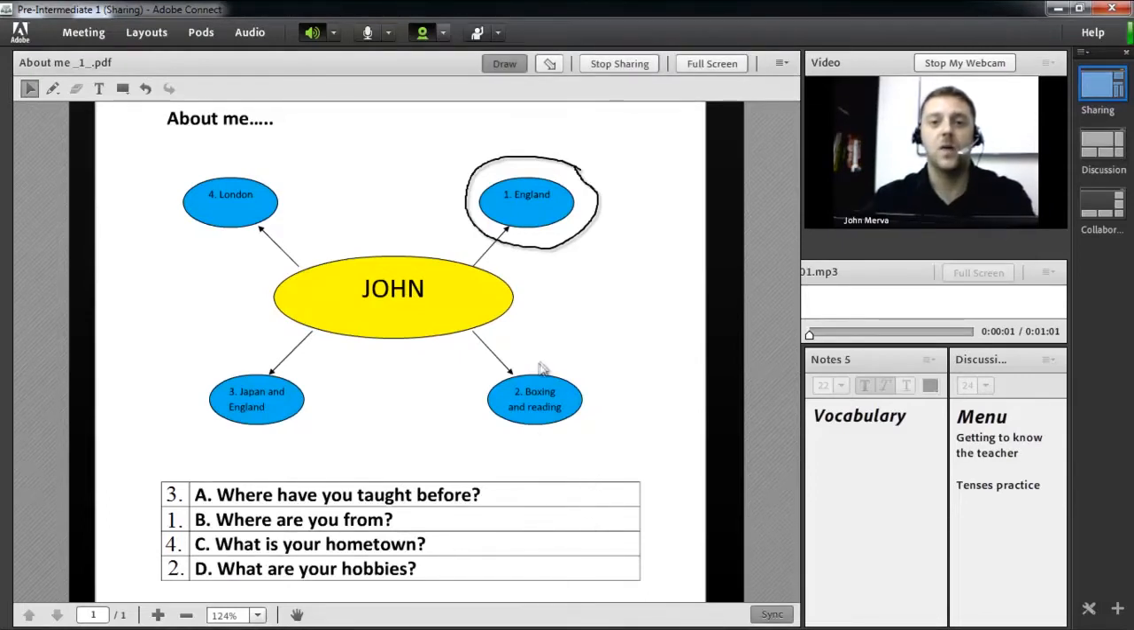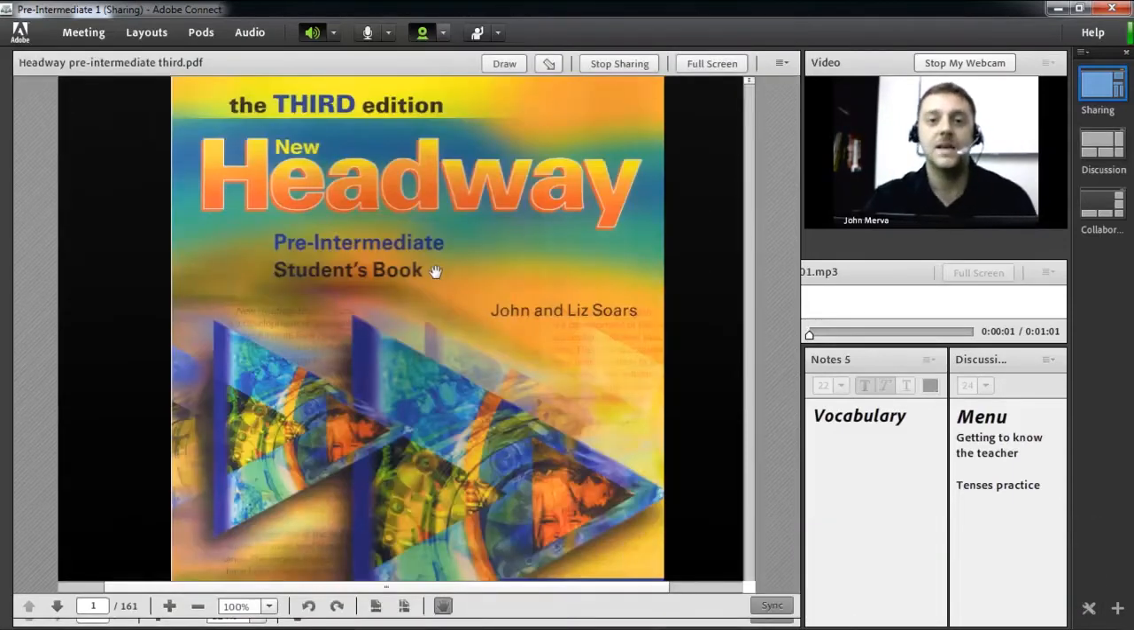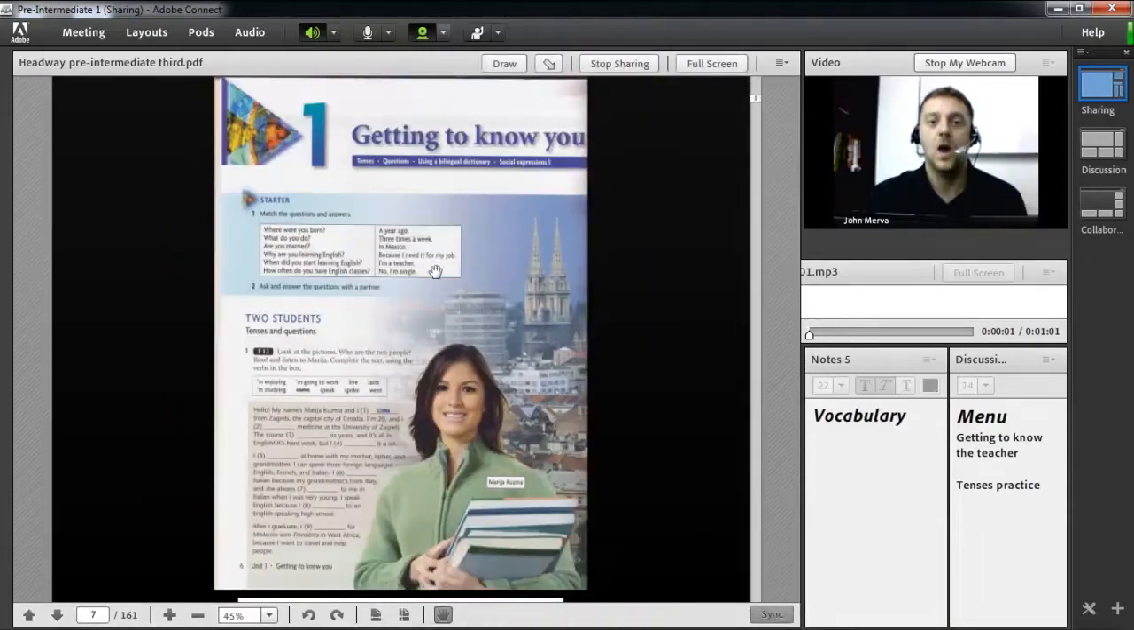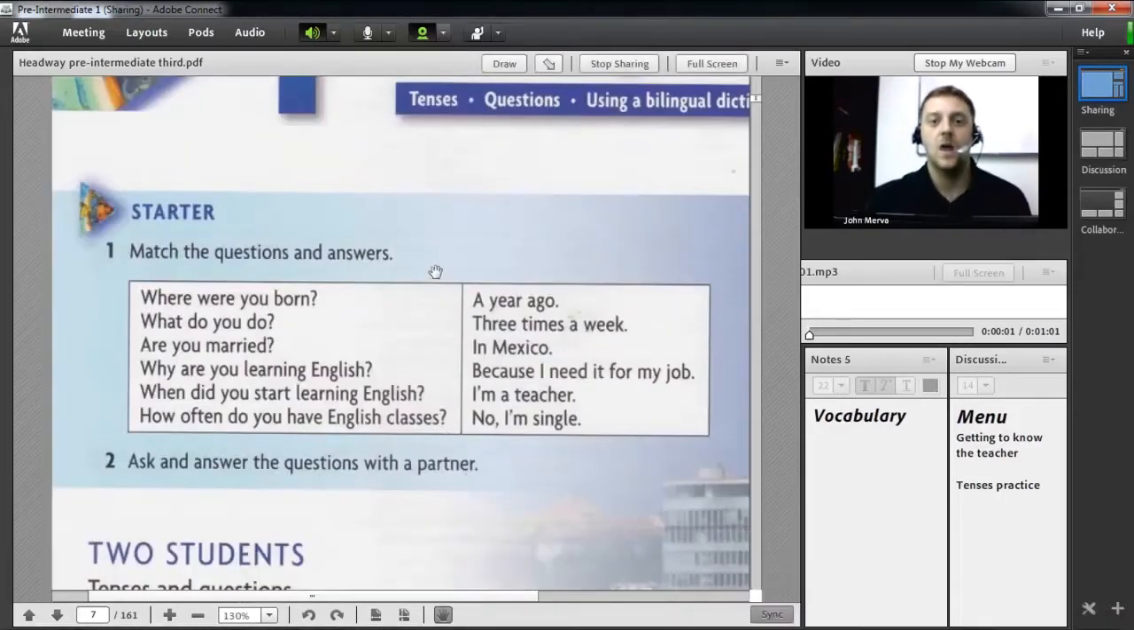Now that you know a little bit more about me, let's begin our work on the book. Please take your new student book and open it at page 6. To begin the course, we are going to take some time to have a look at some verb tenses. To begin with, please, let's look at the starter exercise at the top of page 6.